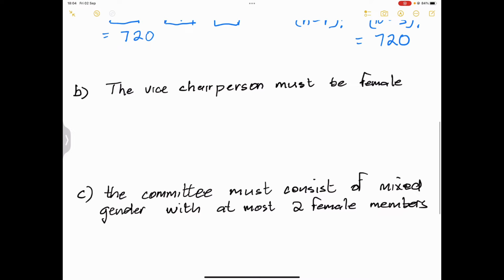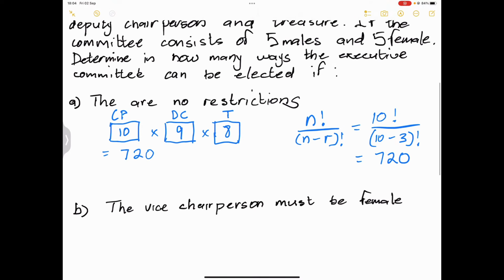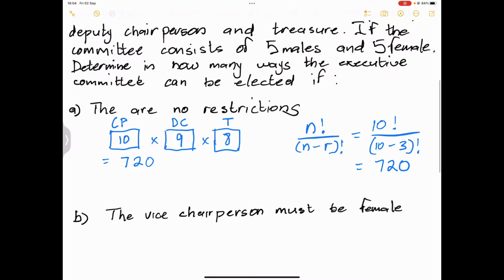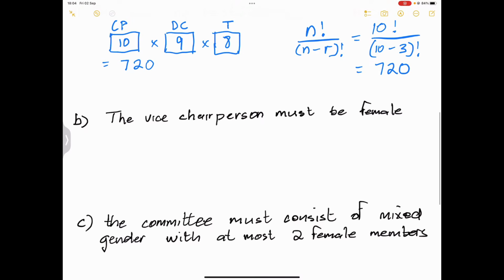Right, now they say let's determine how many ways the executive committee can be elected. How many ways can they be elected if the vice chairperson must be a female? So if the vice chairperson must be female, I want you to think about it.